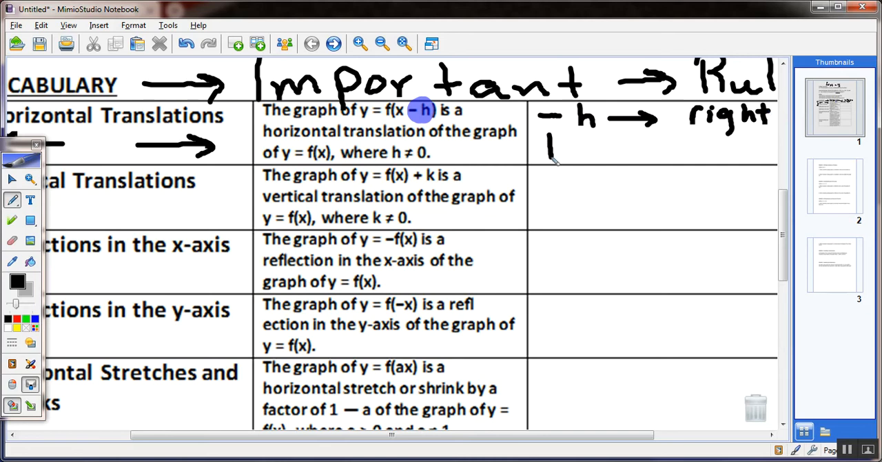What if you have plus h? It's going to move left. Okay, so you might want to get those in here. Guys, our vocabulary is really going to be like our rules with this function notation today. All right? This vocabulary is going to be like our rules for function notation.